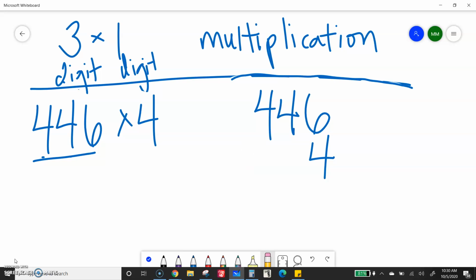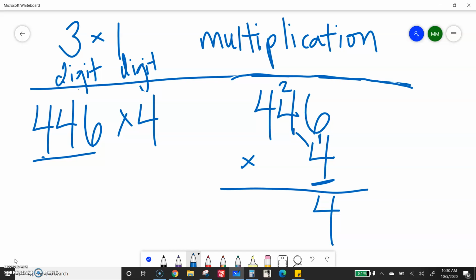Not plus, times, there we go. So I'm going to take this, I'm going to do 6 times 4. Well, that's 24. So I write the tens digit up here and the ones digit down there. So it's like I'm carrying the tens digit.